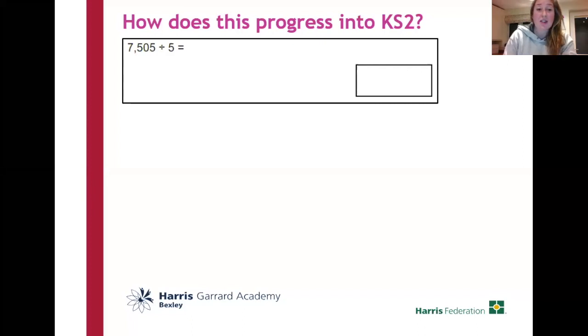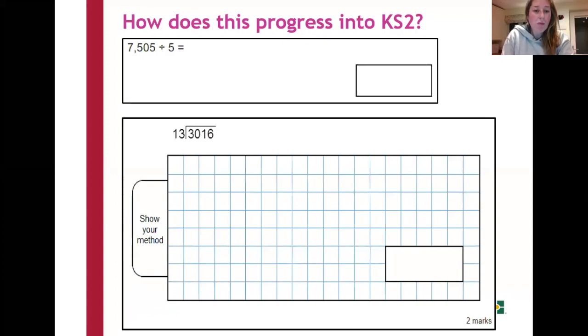They could also check, they know that numbers divided by 5 always end with a 5 or a 0, so they're able to do that as well and be able to pull that apart and know what the answer needs to be. This is as hard as it gets.